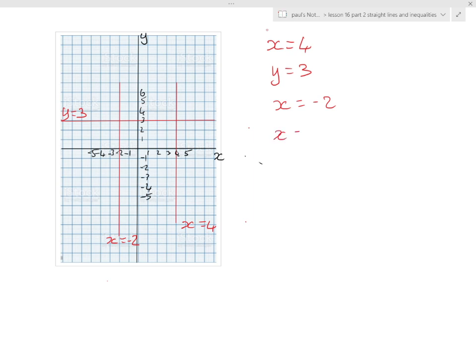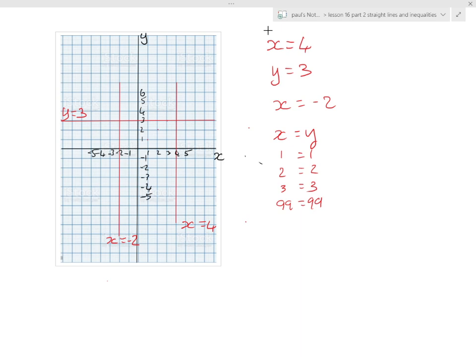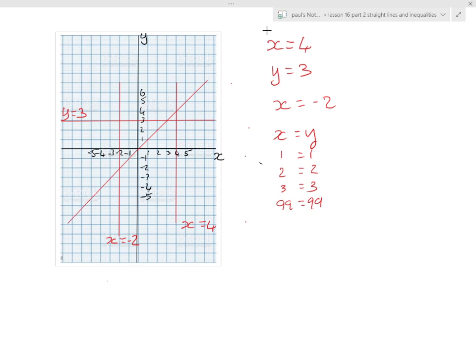What about x equals y? Well, if x is 1, then y is 1. If x is 2, then y is 2. And if x is 3, then y is 3. If x is 99, then y is 99, but we don't go that high. So we've got x, y coordinates: 1 and 1, 2 and 2, 3 and 3. So this will be a diagonal line that goes through the middle, and that's nice and neat. Wherever you are on the line, x is always equal to y.